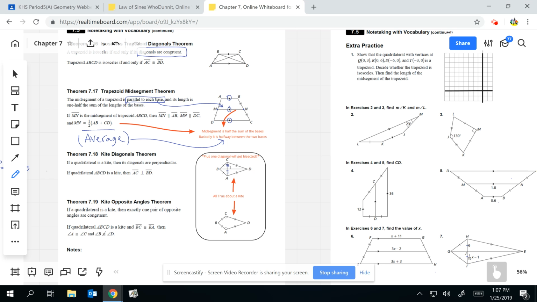All right, that'll take us to our extra practice. Number one takes a little time because we have to do a little graphing, but the rest of them are pretty quick. When you get to 2, 3, 4, 5, 6, 7, they go pretty fast. So let's look at one. Let's get this one graphed.